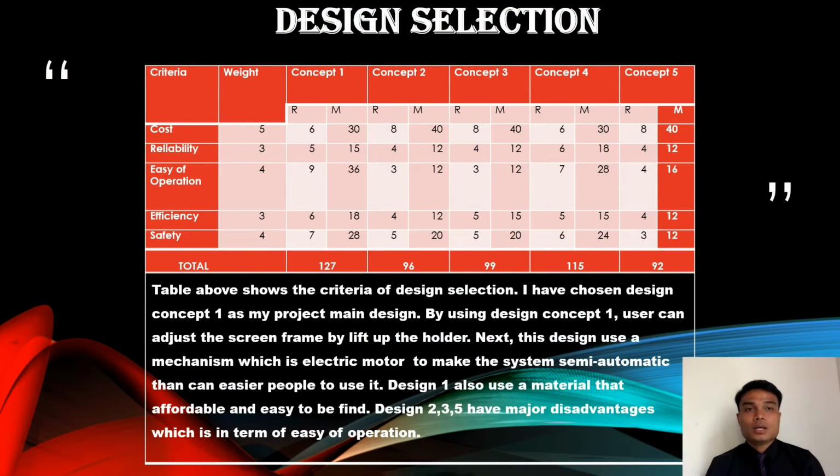Next, this is design concept selection. The table above shows the criteria of design selection. I have chosen design concept 1 as my project's main design. By using design concept 1, the user can adjust the screen frame by lifting up the holder. Next, this design uses an electric motor to make the system semi-automatic, which makes it easy for people to use. Design 1 also uses materials that are available and easy to find. Lastly, designs 2, 3 and 5 have major disadvantages in terms of ease of operation.